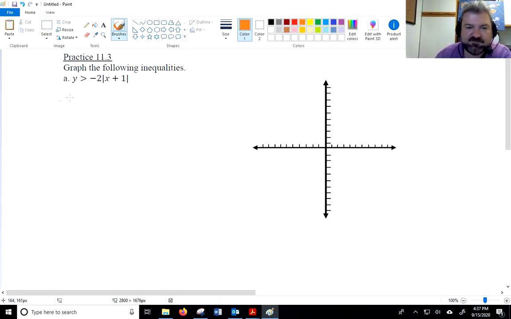All right, I'll use orange this time. Okay, this time the little point of the V is moved 1 to the left, and then it is flipped over, and it is going to be stretched by a factor of 2. So we're used to going up 1 over 1, but instead it's going to go down 2 over 1 like this, and it'll do that in both directions to make the V.